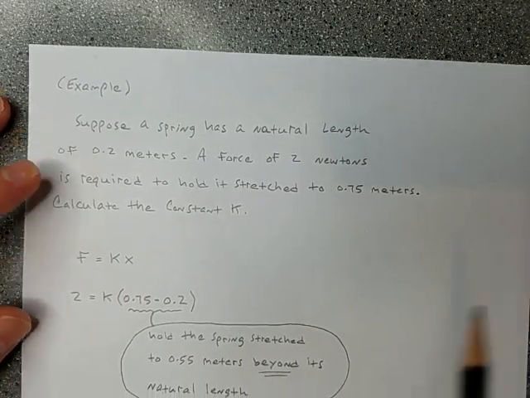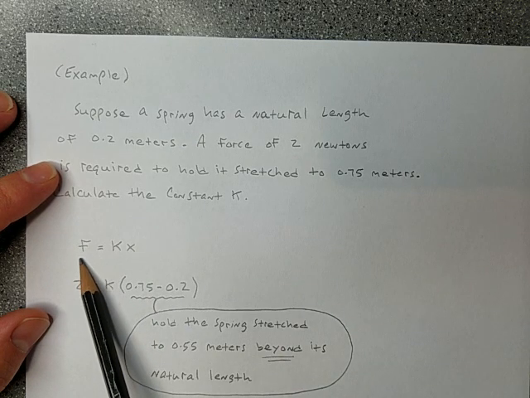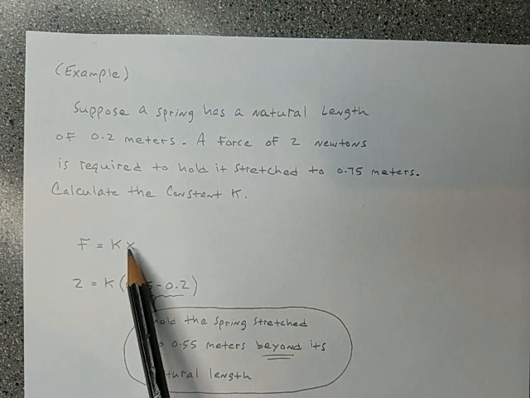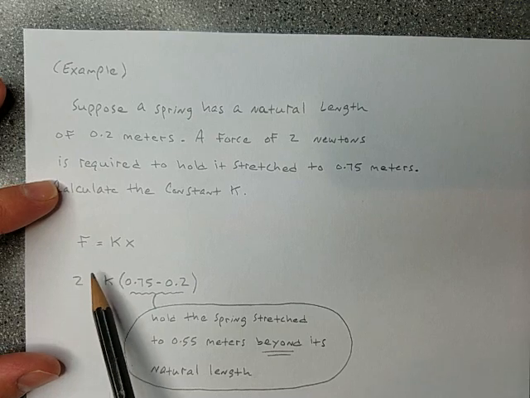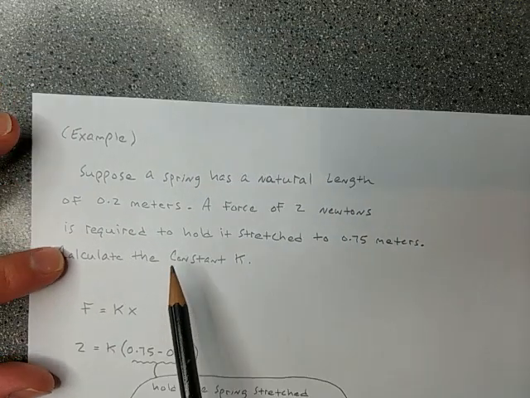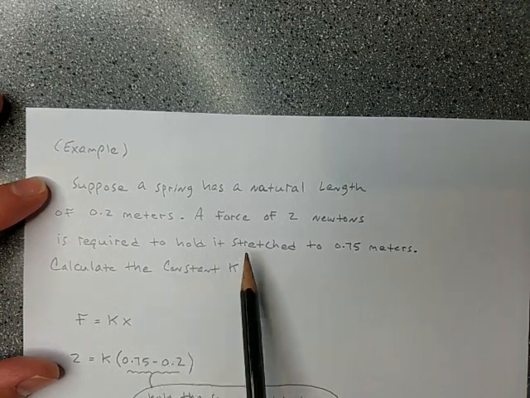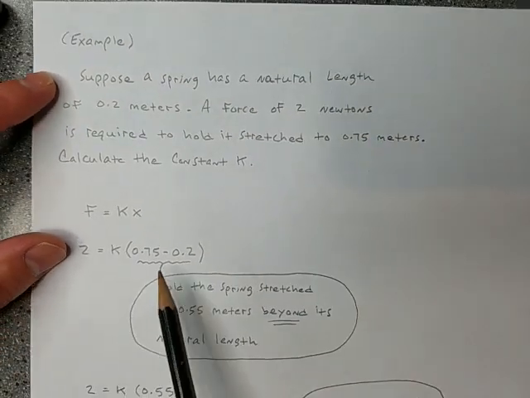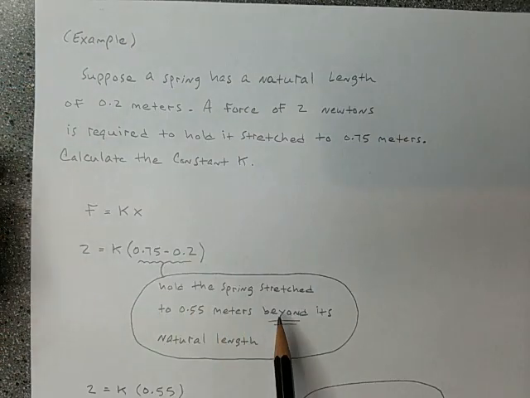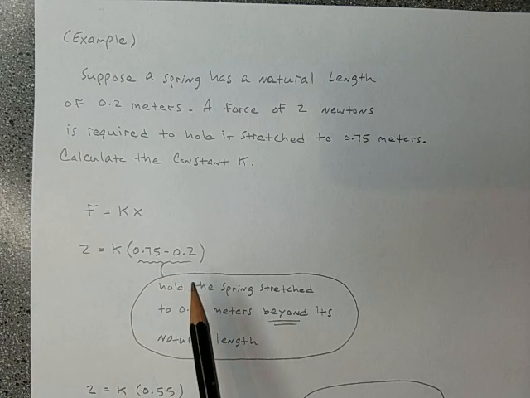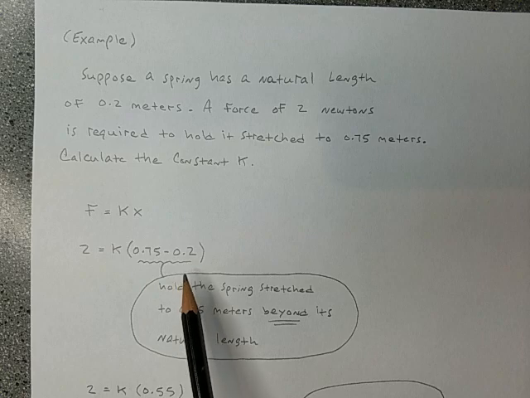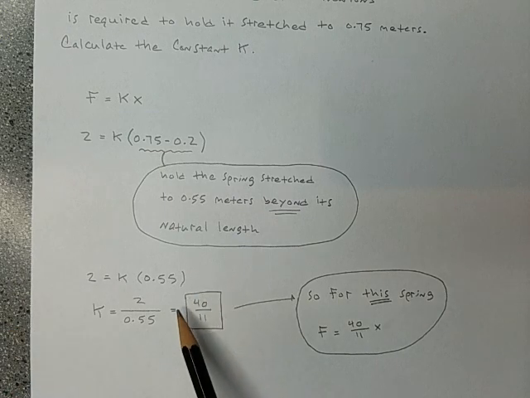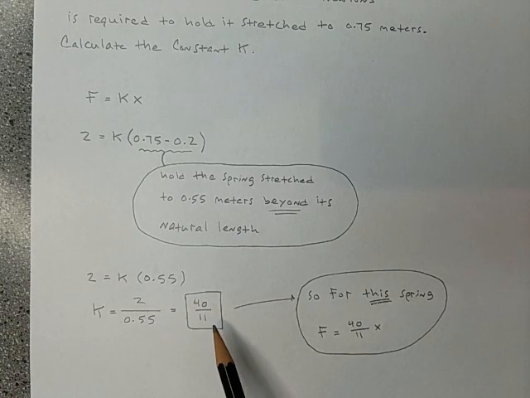All right. So we've got our equation. It says F was the force. X was the distance we were going to hold the spring stretched or compressed beyond the natural length. So the force was given to be 2 newtons, and if I was going to stretch it from its natural length of 0.2 meters to a stretched length of 0.75 meters, then 0.55 meters would be how far I'm stretching it beyond its natural length. So that's the number that goes in there. So I get my equation like so, and I can solve for K. 2 over 0.55 is 40 over 11.